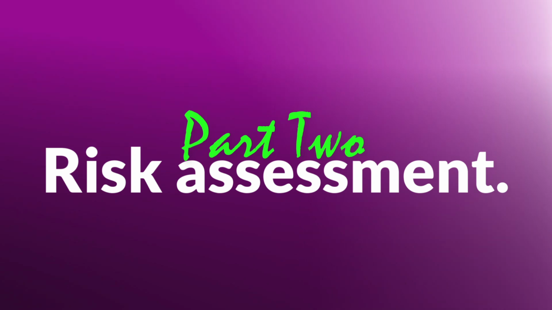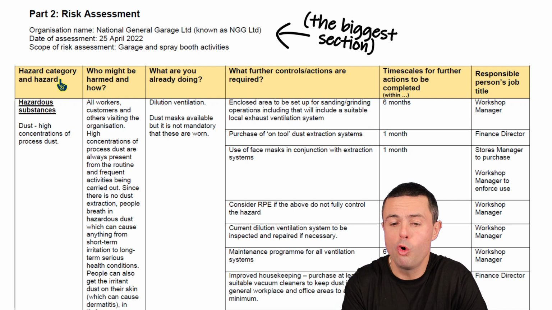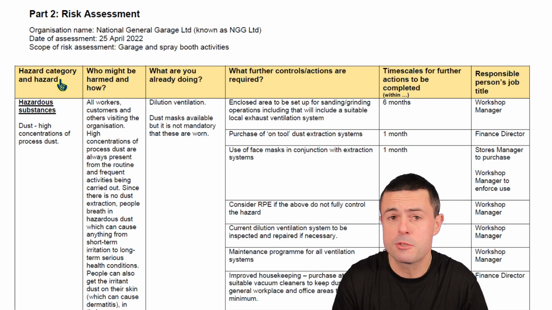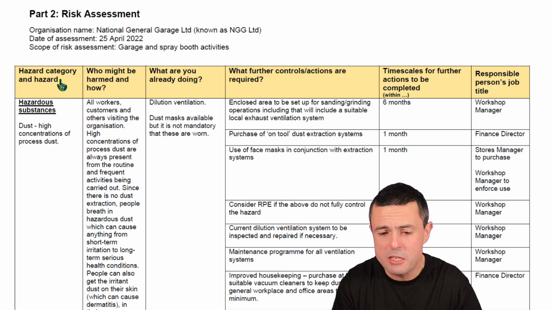That doesn't mean you don't have to fill it in. Please fill it in, but you can fail for part 2 in the risk assessment. Let's take a look at that. Here we have the biggest section of the whole project. We have a risk assessment form, which follows the 5 steps to risk assessment. We don't have any scoring systems. We don't have any risk matrices.